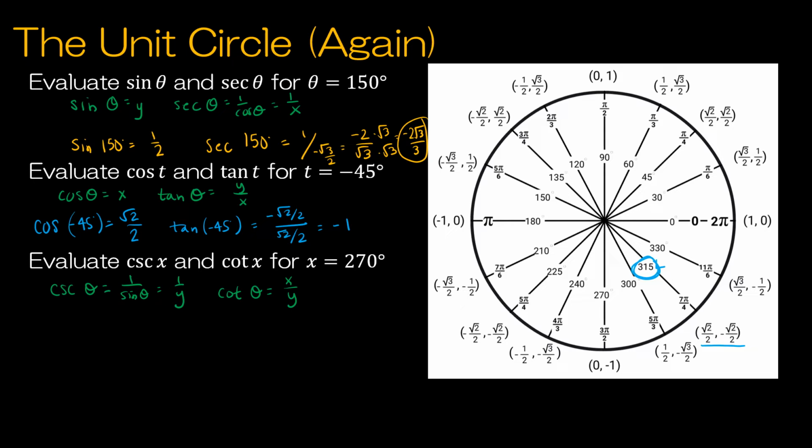And for the last, let's find yellow. I'm looking at cosecant, and I'm looking at 270, so 270 right here. I'm taking cosecant of 270, which is 1 divided by y, so 1 divided by negative 1, which is negative 1. And cotangent of 270 is x divided by y, so 0 divided by negative 1, which is 0.